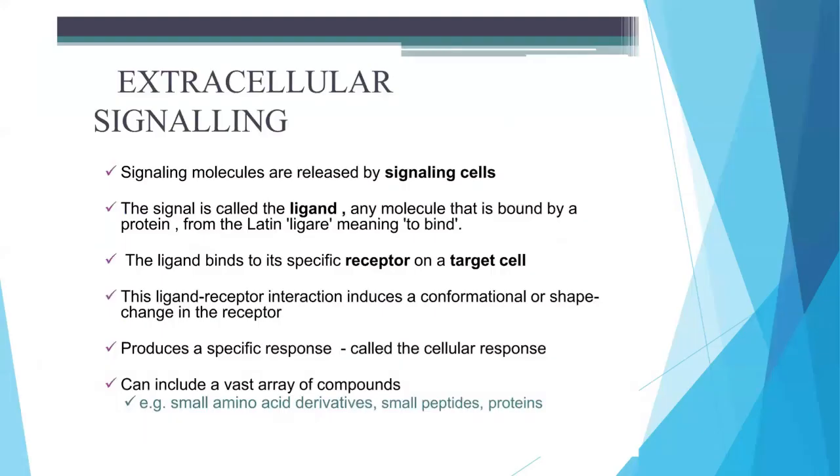Whenever we talk about drug-receptor interaction, the first thing we need to know is extracellular signaling. Signaling molecules are released by signaling cells, and the signal is called the ligand: any molecule that is bound by a protein, from the Latin ligare, which means to bind. The ligand binds to a specific receptor on a target cell. This ligand-receptor interaction induces a conformational or shape change in the receptor, and then it produces a specific response, which is called the cellular response.